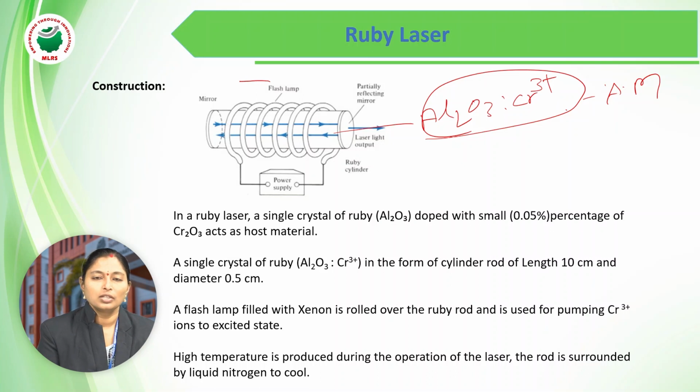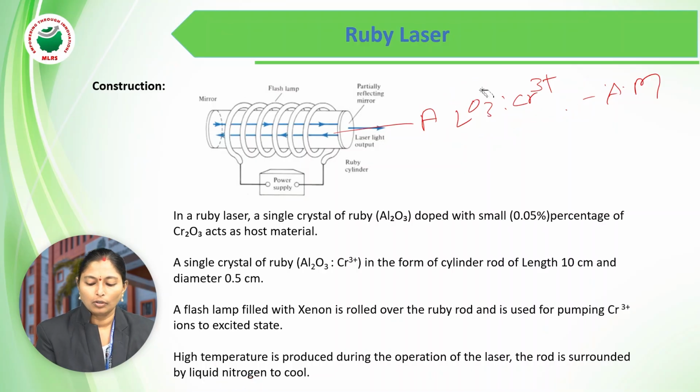Here the whole system is placed in a coolant. That means we are supplying the coolant as a liquid. If you see, we are supplying liquid nitrogen. So why are we taking liquid nitrogen? What is this Al2O3? How much doping is taken? Like this, we will see all these things in detail.